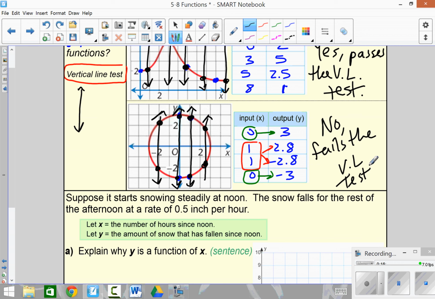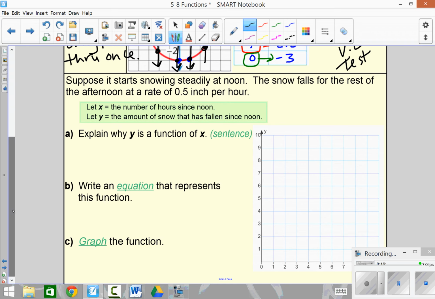So in other words, in order to pass the vertical line test, the line must only pass through the graph once. So that's the vertical line test. That test only works on graphs. Keep that in mind. All right, last problem. This is just a problem solving. This is a word problem that represents a function.